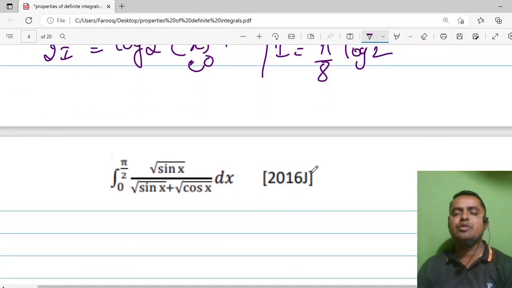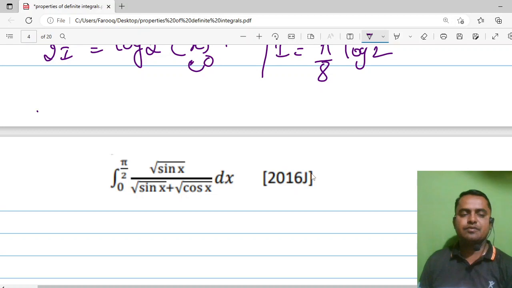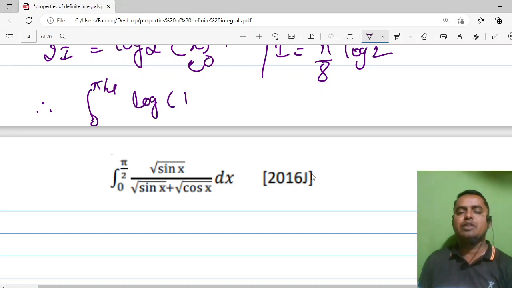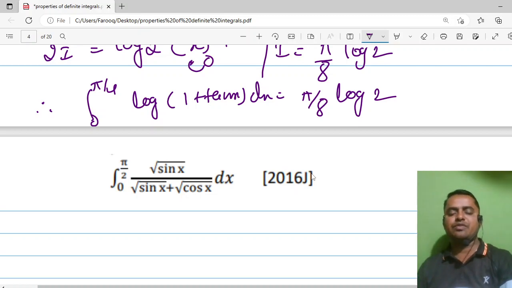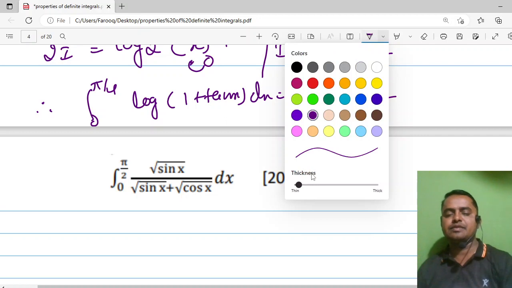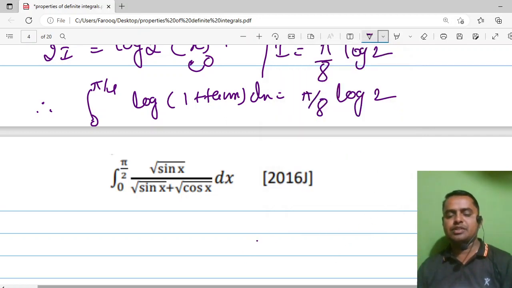Therefore, last step, integration of 0 to 5 by 4 log 1 plus tan x dx is equal to 5 by 8 log 2. So this is the final answer.